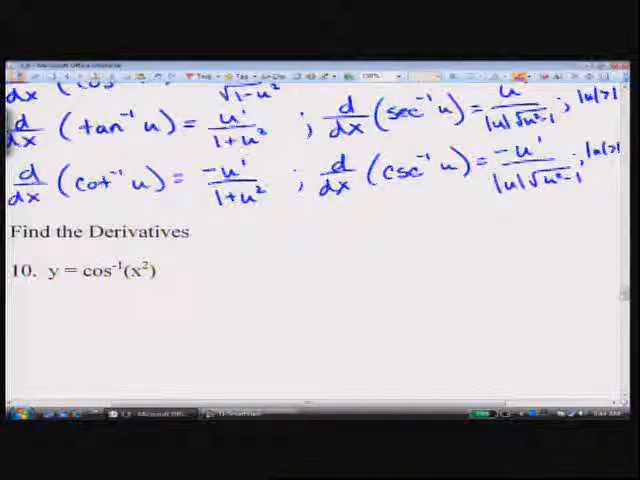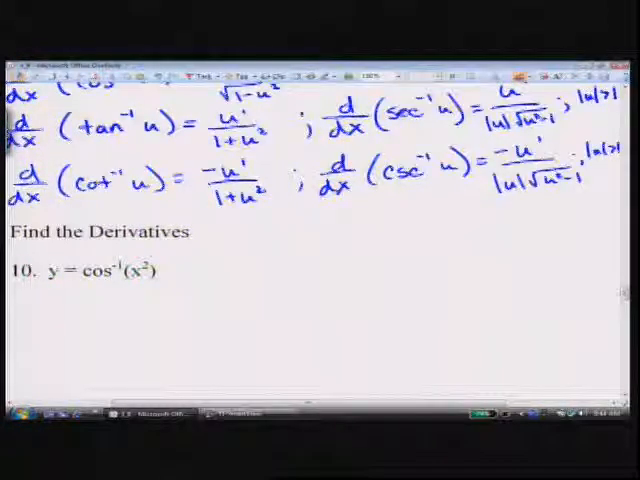What will be the derivative of the inverse cosine of x squared? Okay, we're going to use the chain rule. We're going to recognize, what is my u here?